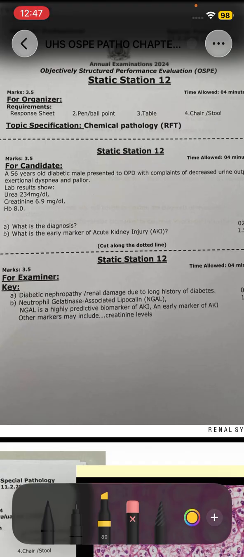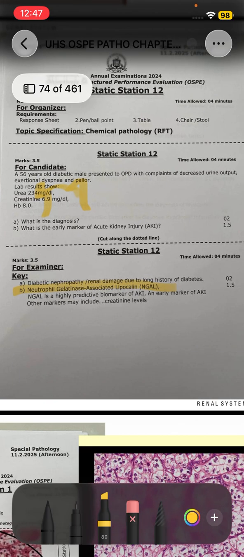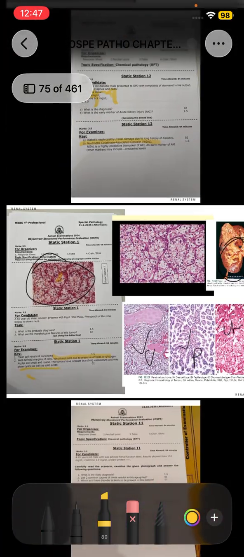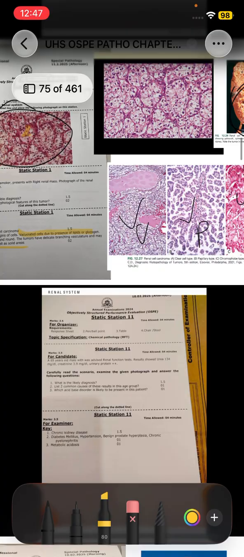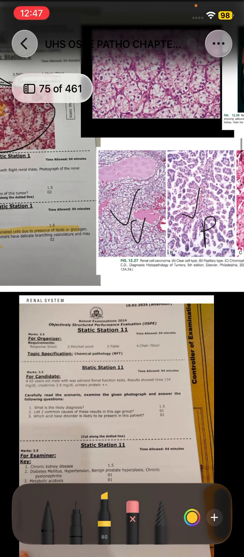So again, we have the male, he's presenting with these specific symptoms. The urine and creatinine levels are out of the charts, very high, okay? That is a clear sign of renal damage from diabetes, and the marker is NGAL, which is neutrophil gelatinase associated lipocalin. The creatinine level can also be used.